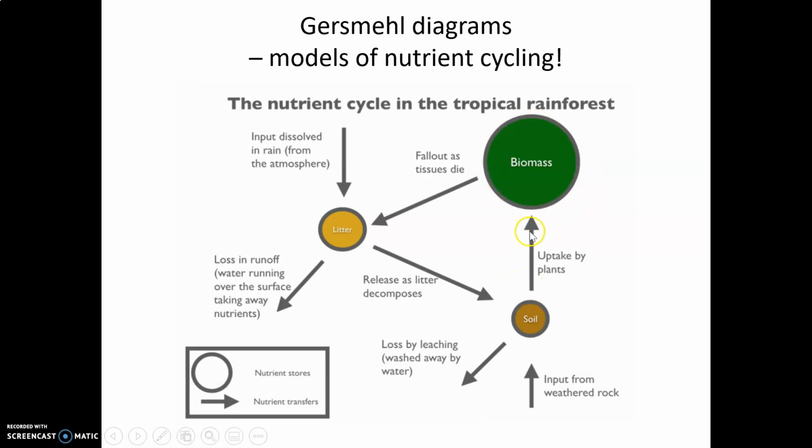And the size of those circles shows how big a store is. And the thickness or the size of the arrows show sort of the rate of transfer from one store to another. So in this rainforest that we're looking at here, we can see that most of the nutrients are found in the biomass, for instance.